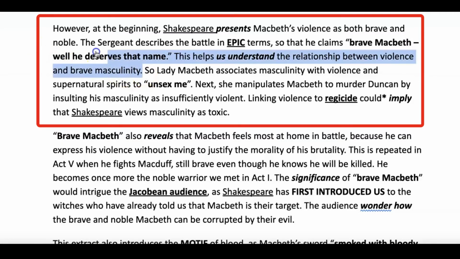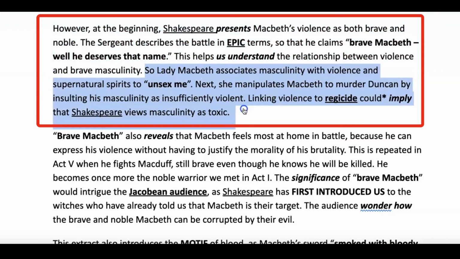So the student is saying here that violence is celebrated in this society, and that's why Macbeth is given this praise as "brave Macbeth" in response to his violence. So in this question, your tactic is always to jump as soon as possible from the extract outside to the rest of the play. And the student does that here by thinking, okay, how does Lady Macbeth see violence?